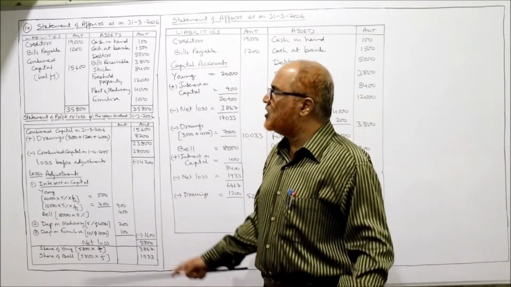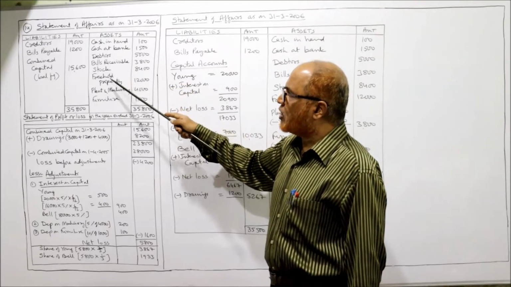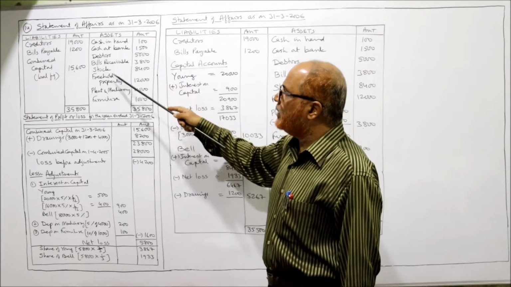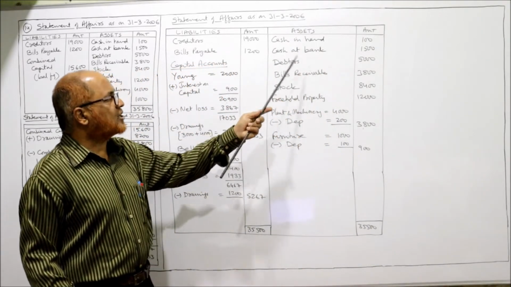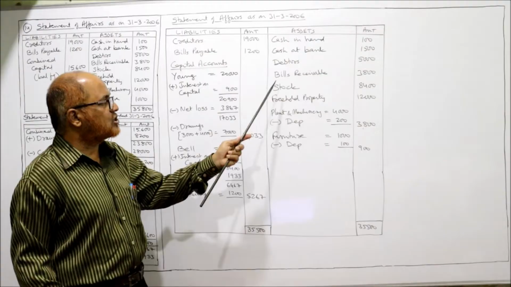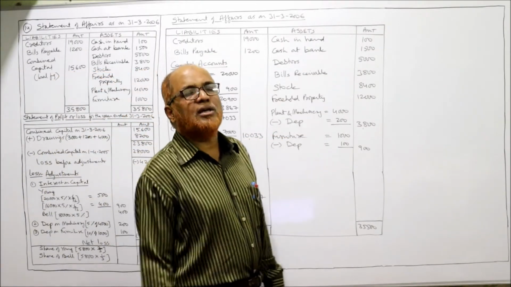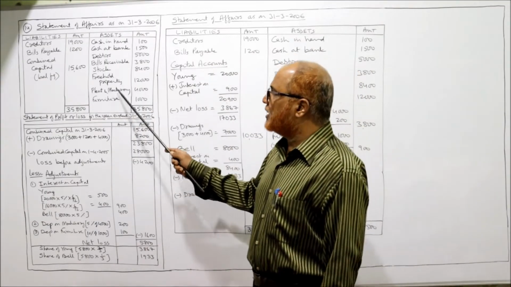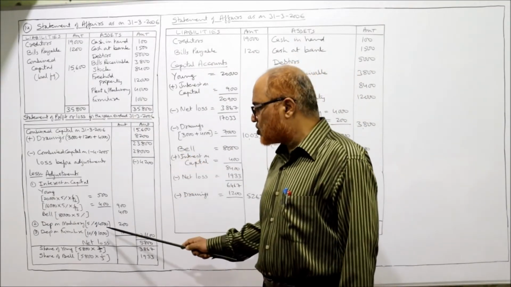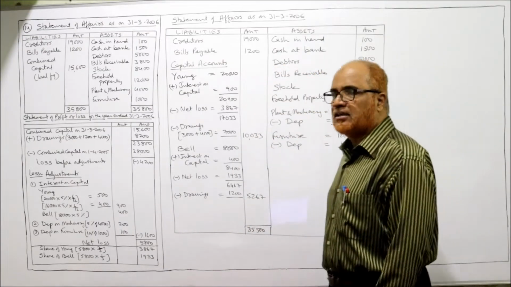Except machinery and furniture, all the assets, cash in hand, cash at bank, debtors, bills receivable, stock, freehold property, up to here the same values are taken. The only change is depreciation provided on machinery and furniture. So machinery 4,000. How much depreciation? 200. So 4,000 minus 200, 3,800.